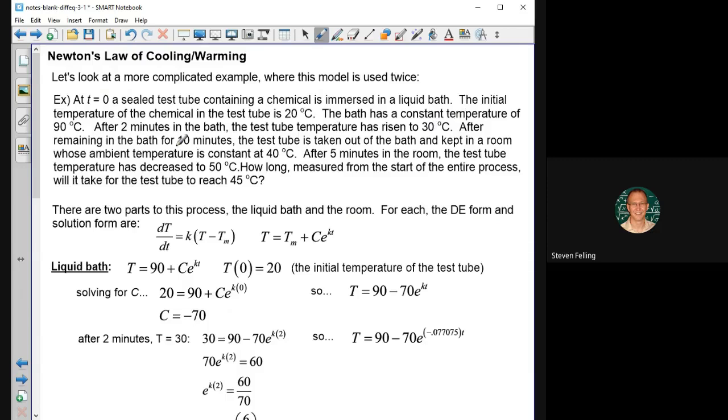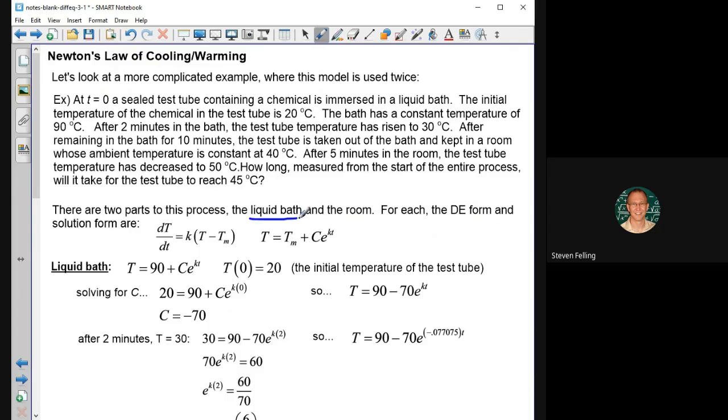After remaining in the bath for 10 minutes, the test tube is taken out of the bath and then kept in a room whose ambient temperature is a constant 40 degrees C. After 5 minutes in the room, the test tube temperature has decreased to 50 degrees C. How long, measured from the start of the entire process, will it take for the temperature to reach 45 degrees C?